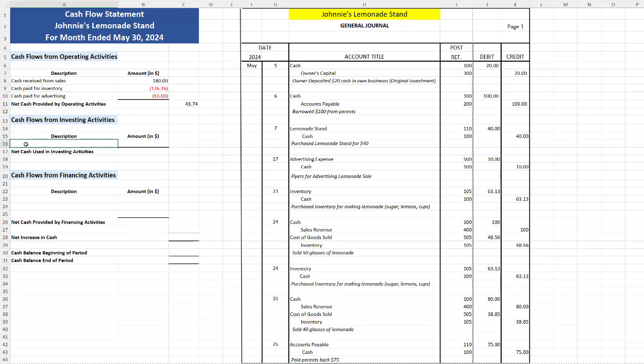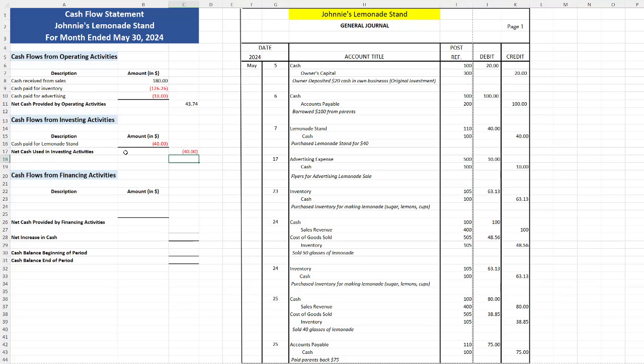Next, we need to find the cash flows that occurred from investing activities. Johnny only made one investment during the period, and that was the purchase of the lemonade stand, for which he paid $40. This is an outlay of cash, so it will be placed within parentheses in red. Because there was only one investment activity, the net cash used in investing activities will also be a negative $40.